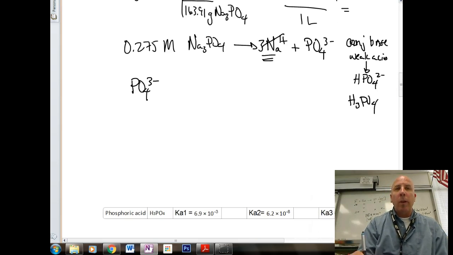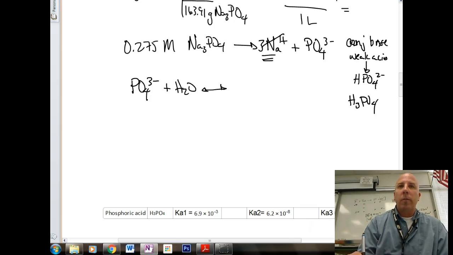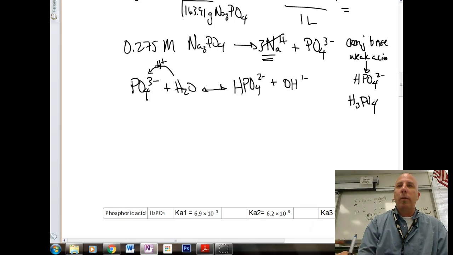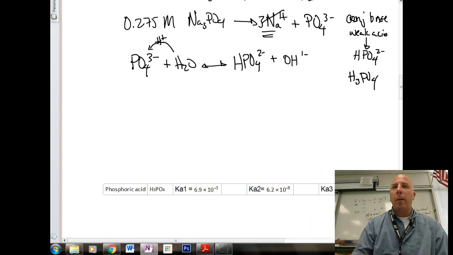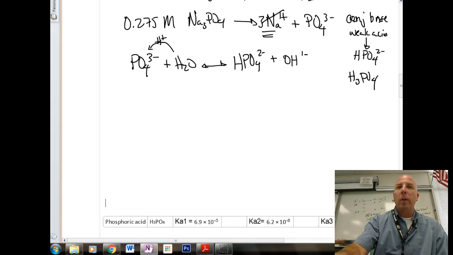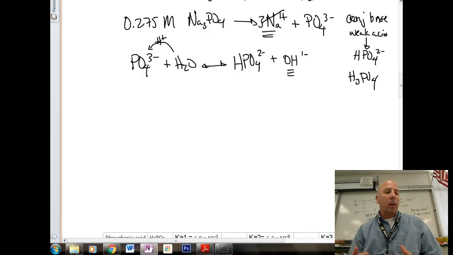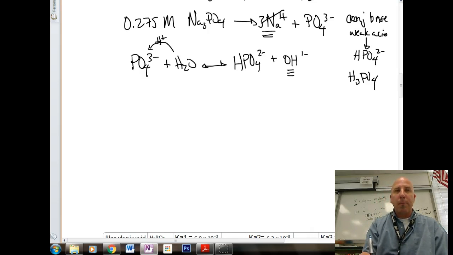So what we're going to do is we take this phosphate and we're going to react it with water. And remember, it is a conjugate base. And so it is going to accept a hydrogen ion from the water to form HPO4 2 minus plus the OH ion. Now that OH there is going to obviously cause the solution to become basic, and that's what we're working on here, and that's what we're trying to calculate for the pH. So we're going to ice table this guy.